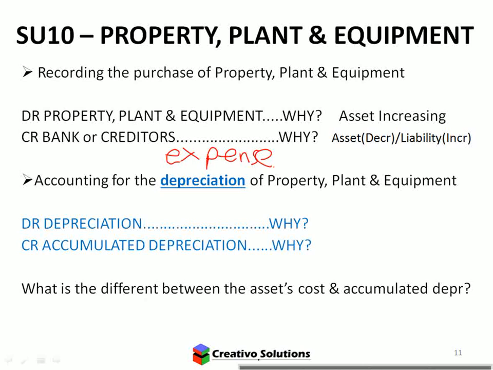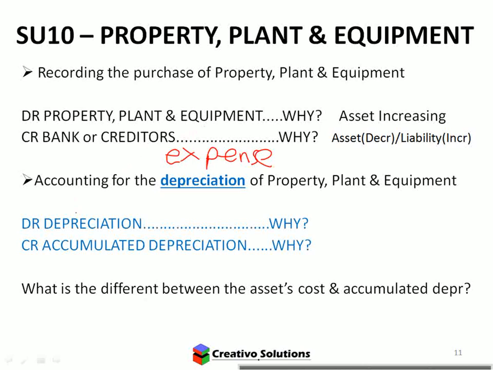Okay. It's not capital. The owner's not involved here. There's no giving. And it's not drawings. There's no taking. Right. So the only definition that this can meet is expense. Depreciation is an expense. Why? Because it's a decrease in value. You're losing value.